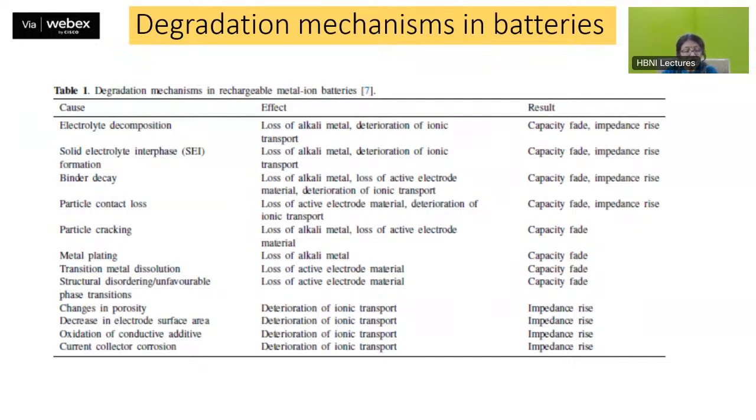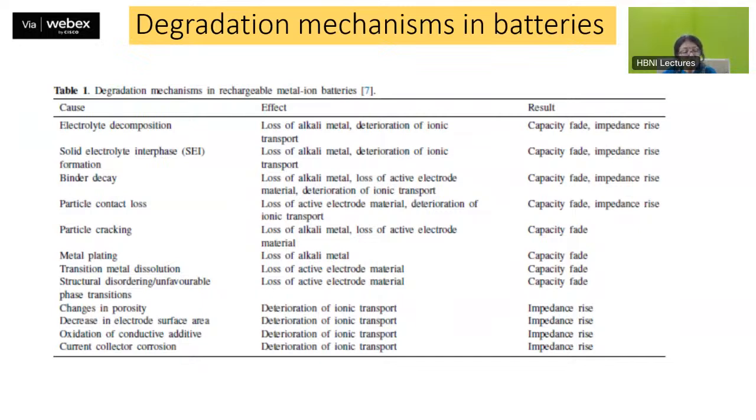Then in many other cases, you can have metal plating happening, that is the lithium is going and forming a plate. Then you can have transition metal dissolution, that is your cobalt in lithium cobalt oxide, the cathode material, the transition metal is dissolving. So you will have a loss of active electrode material. So there is going to be a capacity fade.